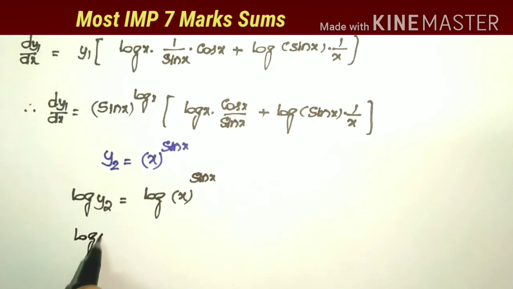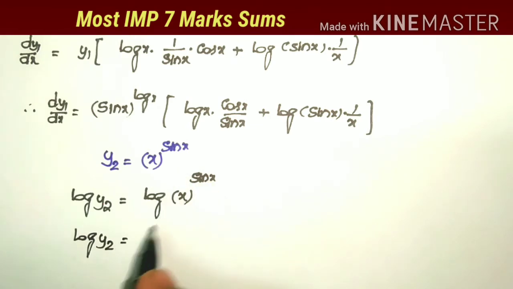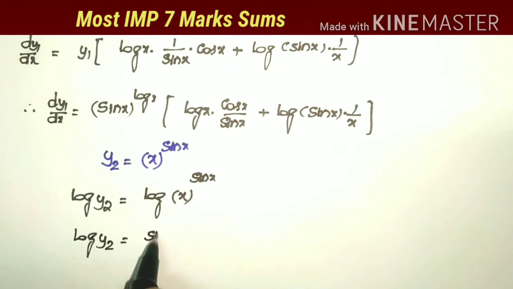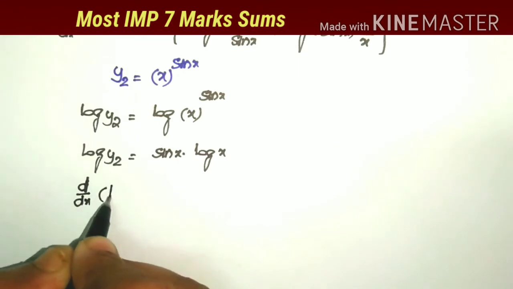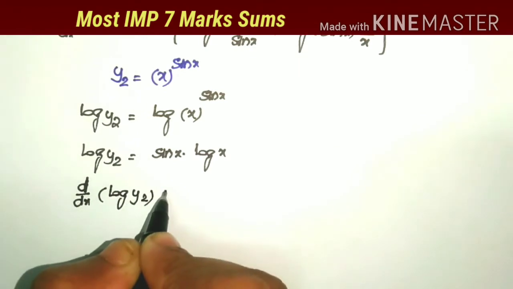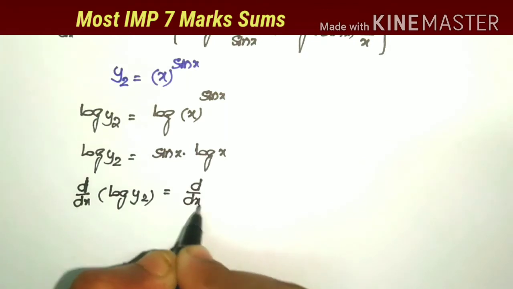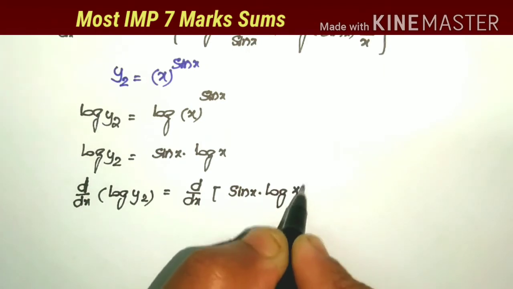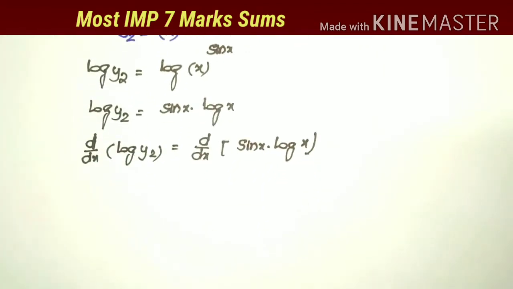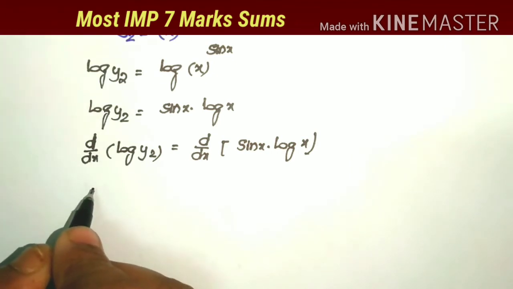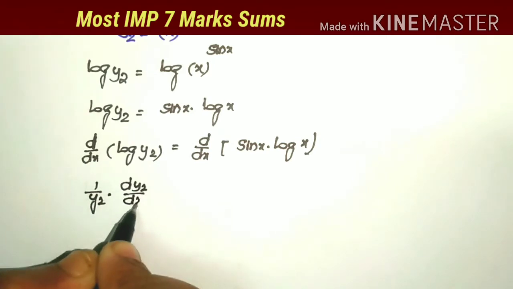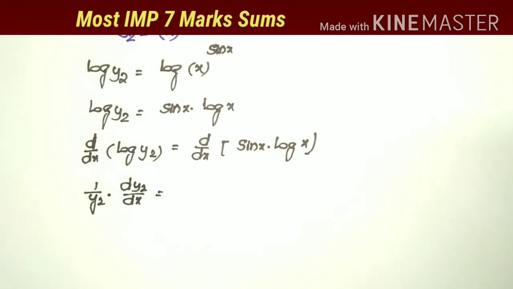That is log y2 is equal to, writing the power as the coefficient, since this is the logarithmic function, writing the power as the coefficient, that is sin x into log x. Now finding the derivative, taking the differentiation. That is d by dx of log y2 is equal to d by dx of sin x into log x. Just taking the function, applying the logarithm and taking the derivative. That is the procedure. That is d by dx of log y2. What is the derivative value? 1 by y2, again y2 derivative, dy2 by dx is equal to this d by dx of sin x into log x.